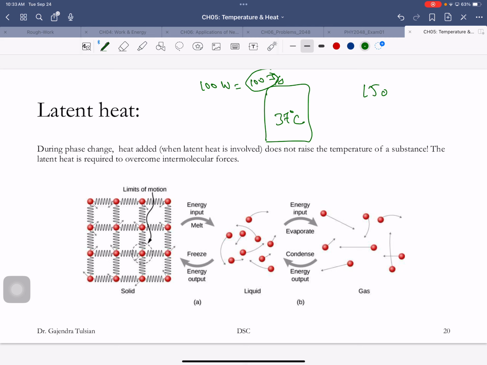Let's say you're producing 1,500 joules per second, and suddenly your body's air conditioning system has to work 15 times harder to maintain that body temperature. Okay, so we'll see how your body does that. And to understand that, we'll have to understand this concept of latent heat.